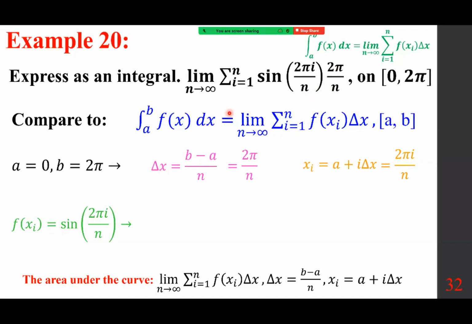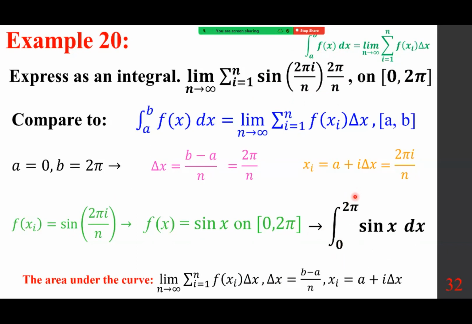So f of x sub i is sine of 2 pi i over n. And that shows that if instead of x sub i, we have f of x, it is sine x, in the interval of 0 to 2 pi. And so this becomes the integral of f of x dx, sine x dx from a to b, 0 to 2 pi. So the point is figuring out this function, you want to make sure it's sine x. It's not sine of something else. That's why we want to go through this process. It may be something else.